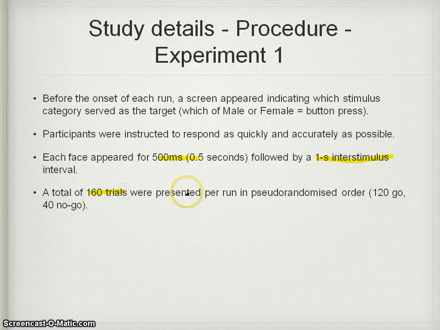160 trials were presented per run. Let's say you were doing the male being the button press, the go, with the female being the no-go. You would have 160 trials with that, in a pseudo-randomized order. That means what seemed like a random order, but actually it wasn't. It was 120 go and 40 no-go, but very, very difficult for you to be able to predict which order they would go in.